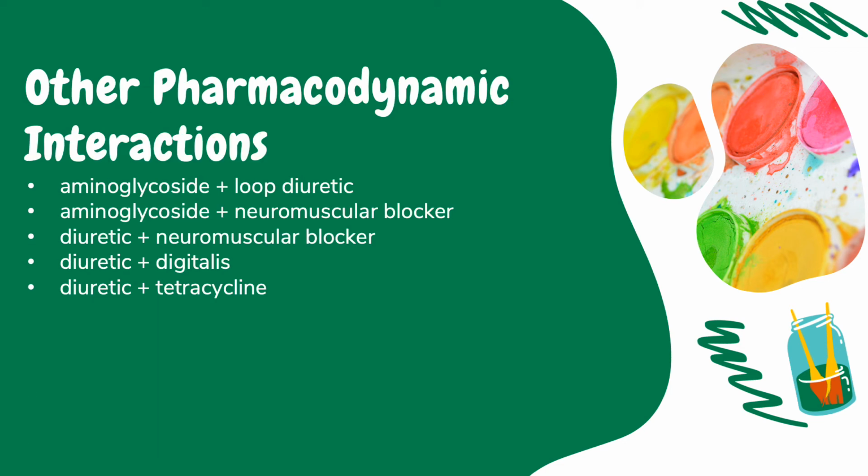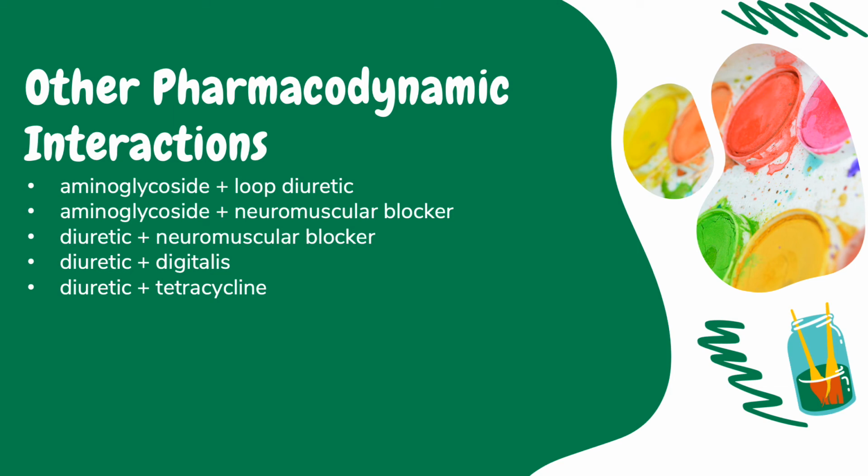Other pharmacodynamic interactions also occur with the following: aminoglycoside with loop diuretic, which can increase the possibility of nephrotoxicity and ototoxicity. Aminoglycoside with neuromuscular blocker can also result in increased muscle relaxation or paralysis. Diuretic with any neuromuscular blocker can increase hypokalemia, causing increased muscle relaxation, producing paralysis.